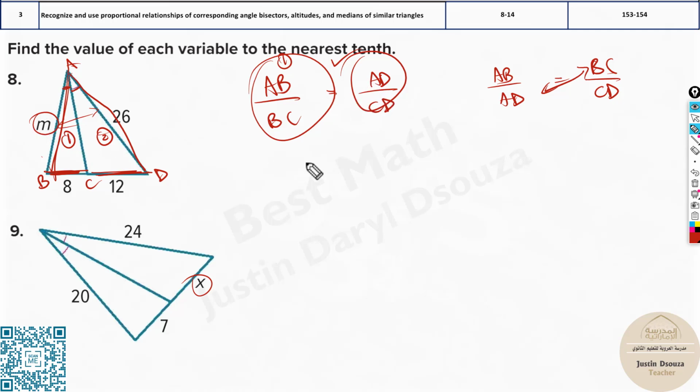Now I'll substitute. That'll be m divided by 8. That will be equal to 26 by 12. Here you just solve it. Take this 8 to the other side. M equals 26 divided by 12 into 8. You can directly put that in the calculator, but I'm just doing the steps. M will be, put this in the calculator, you'll get the answer.